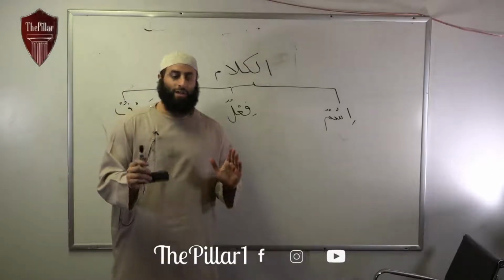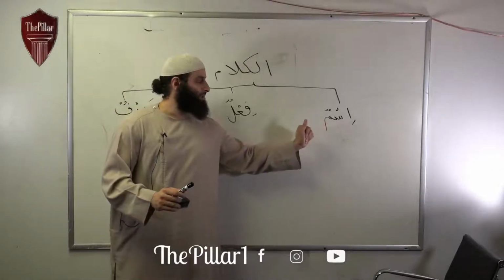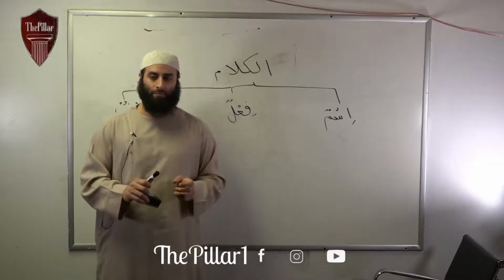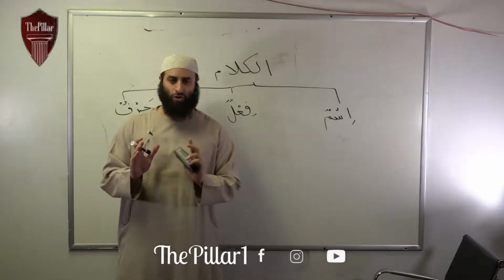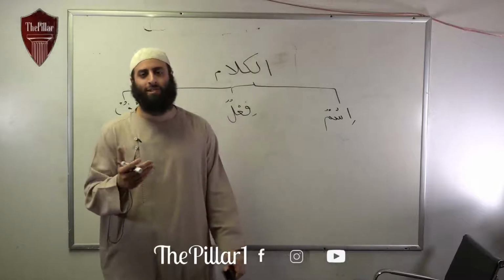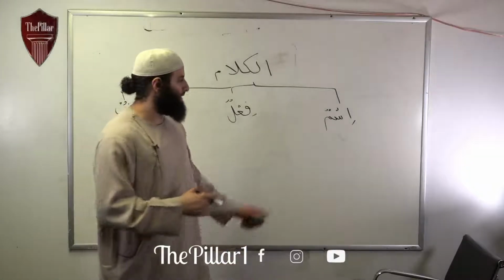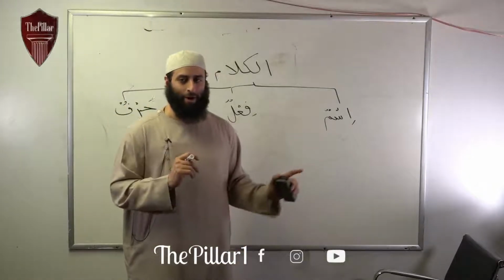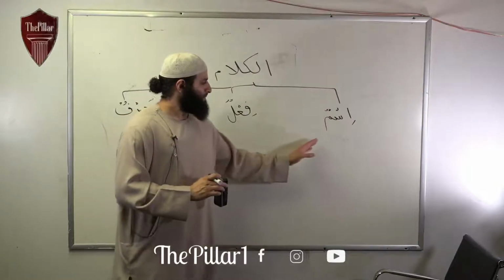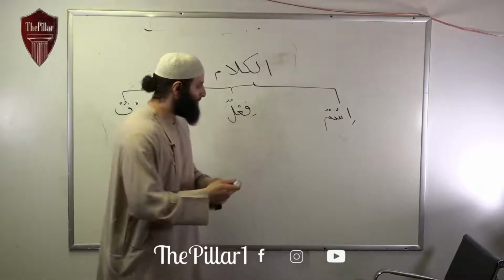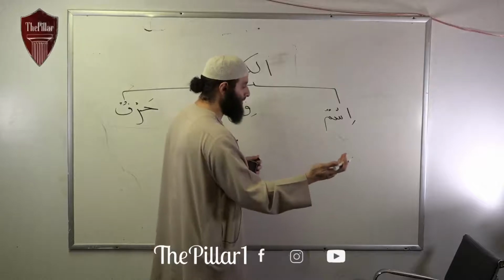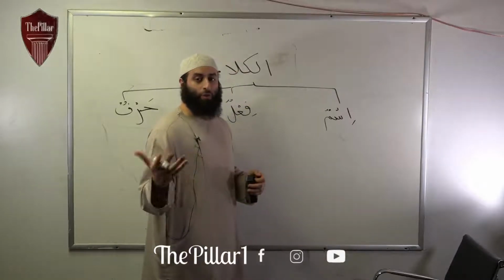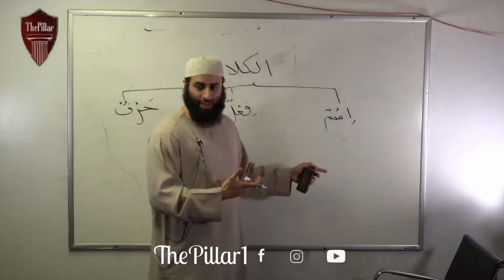The first one that we're going to take is ismun. And ismun means it is a noun. Most of the time, for those of you that know a little bit of Arabic, you hear ism means name. That's correct. But in this context, it means noun. A noun could be something that is a person, place, or thing, but it can also be a pronoun as well when you say ismun.